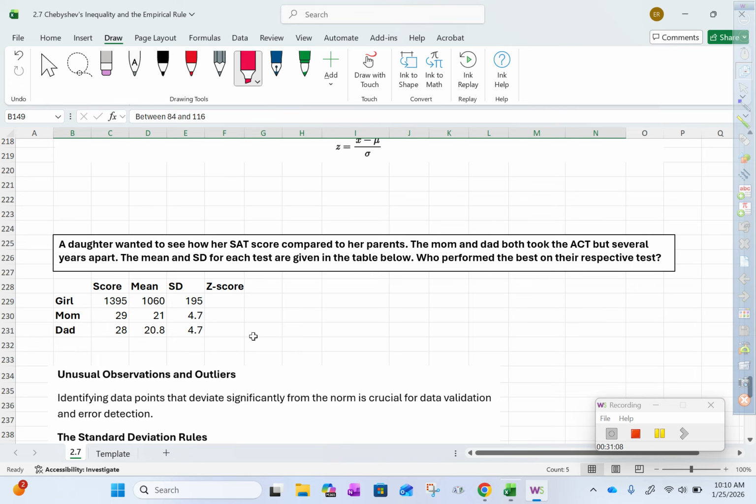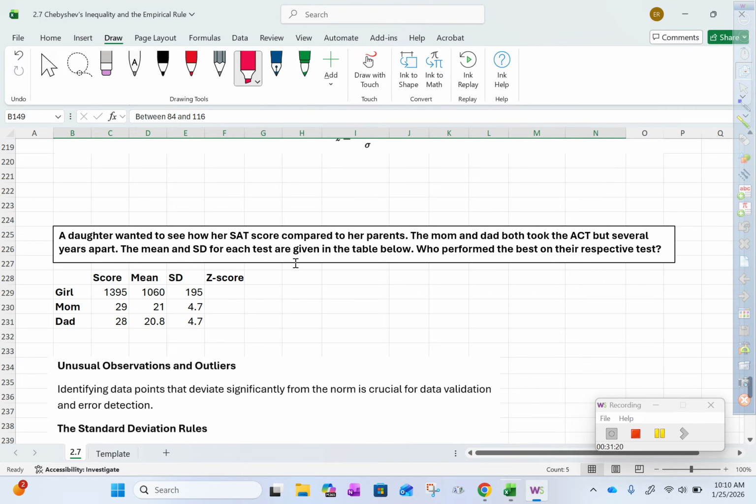So here's our example of that. A daughter wanted to know how her SAT score compared to her parents, but her parents didn't take the SAT, and if they did, they took it at a different time than she did, so we can't say that her test was the same as her parents' test. The mom and dad took the ACT, and they took it several years apart from each other. So we've really got 3 different tests going on.